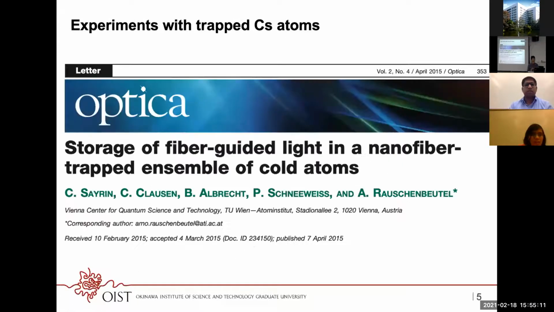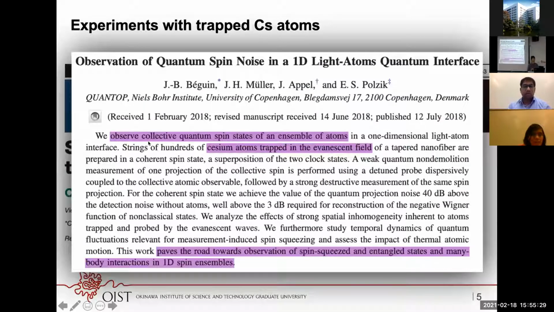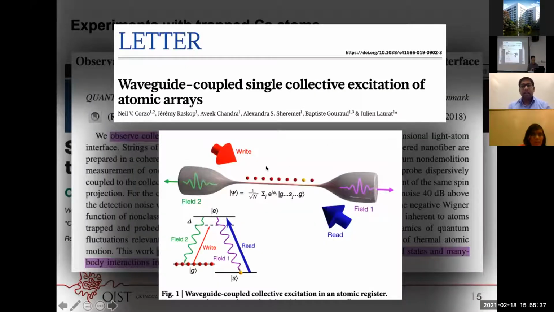Such a system has been used before in multiple experiments, including the memory experiment, where they stored fiber-guided light in the nanofiber, stored in a trapped ensemble of cesium cold atoms around the nanofiber in a similar 1D lattice. And then they observed collective quantum spin states in an ensemble of similar trapped atoms. And very recently, they created a single collective excitation in such an array, where they generated a Dicke kind of state in one of the experiments in 2019.